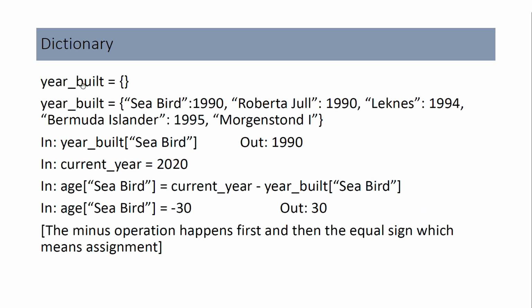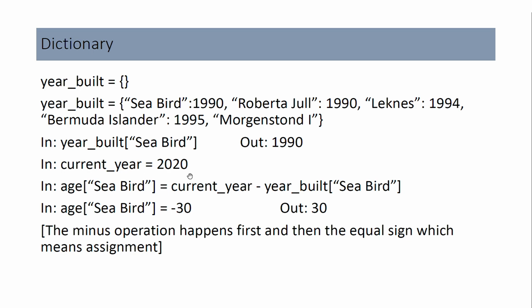So in a dictionary, for example, year built in parentheses, year built can be Seabird 1990s, Roberta Jill 1990s. So this is like parentheses of data inside. You input your question on the year built of Seabird, and the output you find will be 1990. So basically a dictionary is like a database, as we actually pointed out.